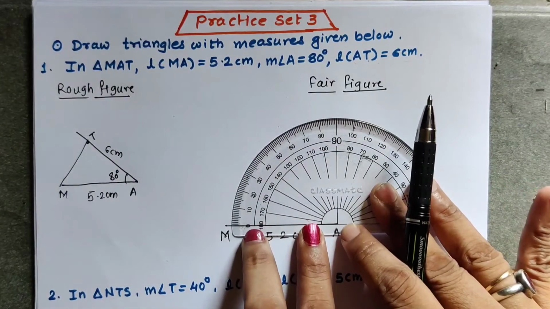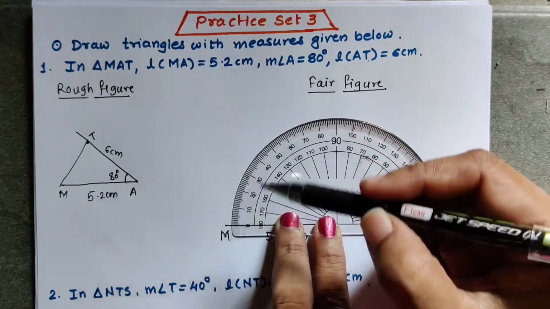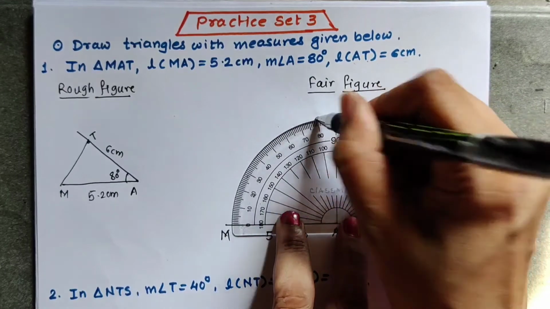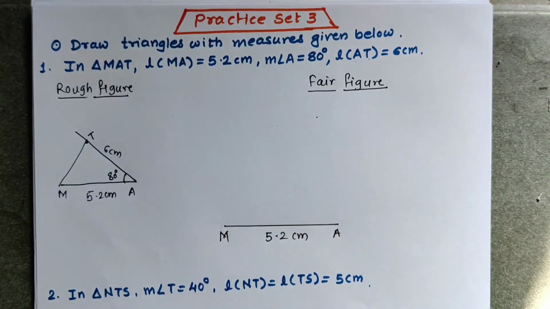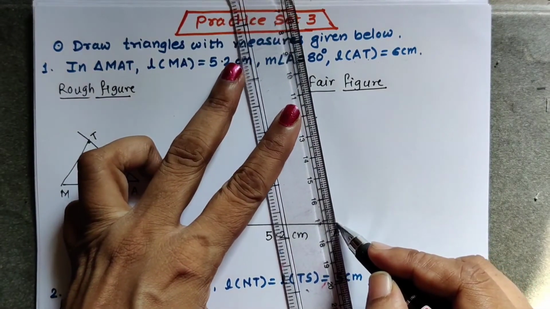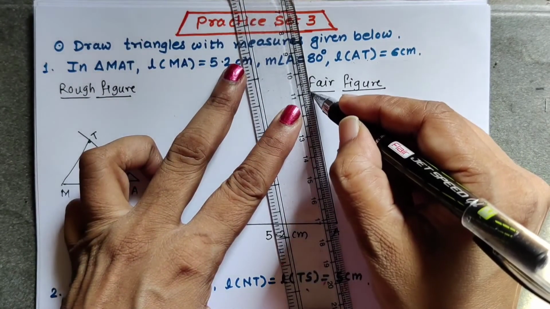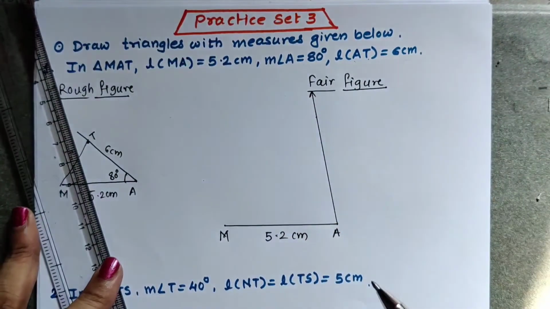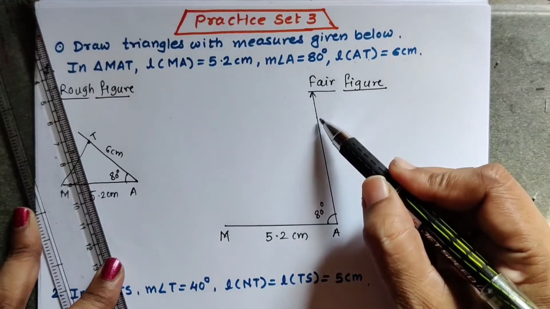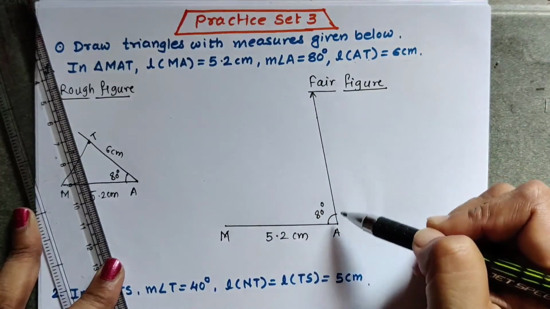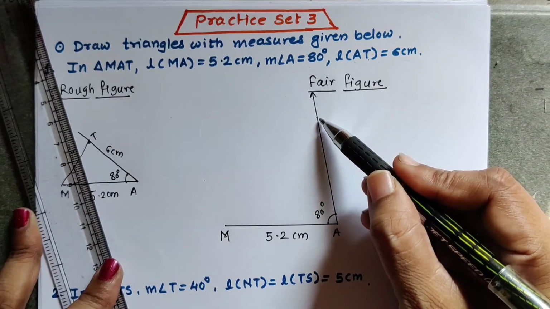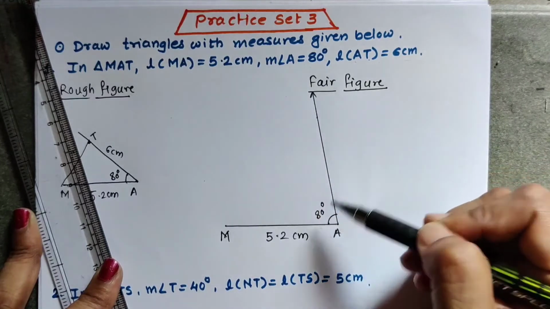We have to start counting from the 0 of left hand side, till 80 we have to count: 0, 10, 20, 30, 40, 50, 60, 70. Till 80 we will be counting. So we will join this point with vertex A. In this way we have got this 80-degree ray here. This point is only to draw this ray. Otherwise this point is not that important, so don't make this point very dark. We have drawn the ray of 80 degree.